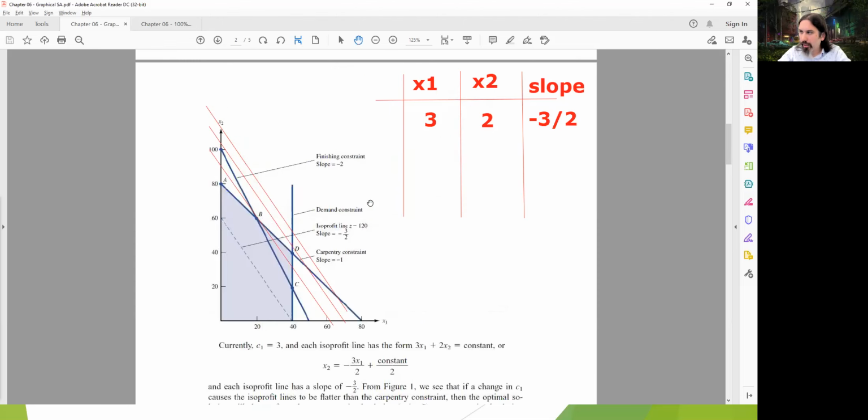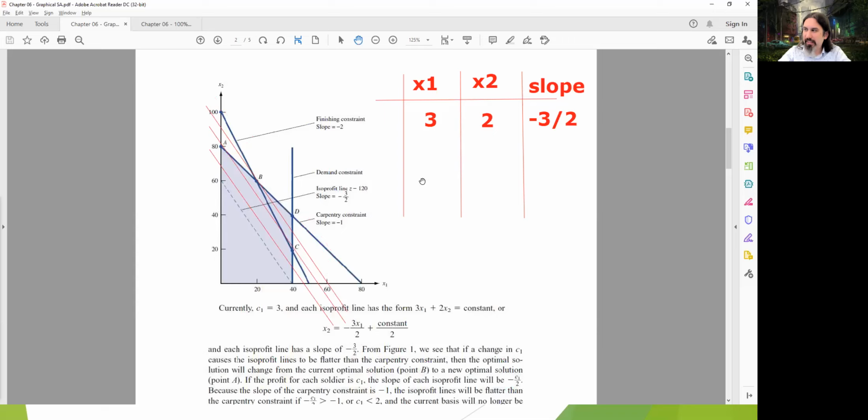Let's go back. Now, if I keep increasing x1 up to 4, let's just write it, I will have a slope of -2, which will be the same as the finishing constraint. Now, if I keep increasing the value of x1, this b value will no longer be the optimal solution, because if I keep rotating it more, the c value will be more important. The c point will become my optimal solution.